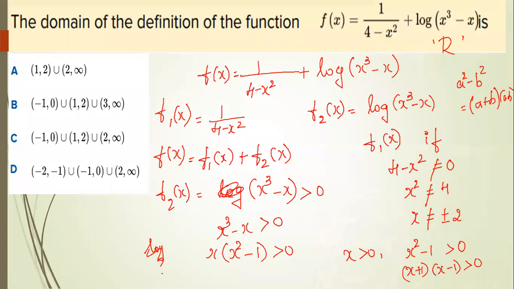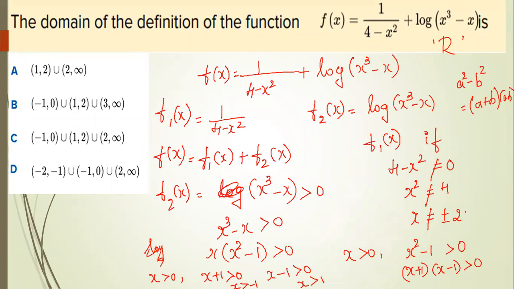So either x should be greater than 0, or x plus 1 should be greater than 0, or x minus 1 is greater than 0. This is an inequality. I hope you remember how to solve the inequality. So what is the value of x? Value of x is greater than minus 1. x is greater than 1. So x can take value greater than 0, also it can take value greater than minus 1, it can take value greater than 1. But x cannot be equal to plus or minus 2.